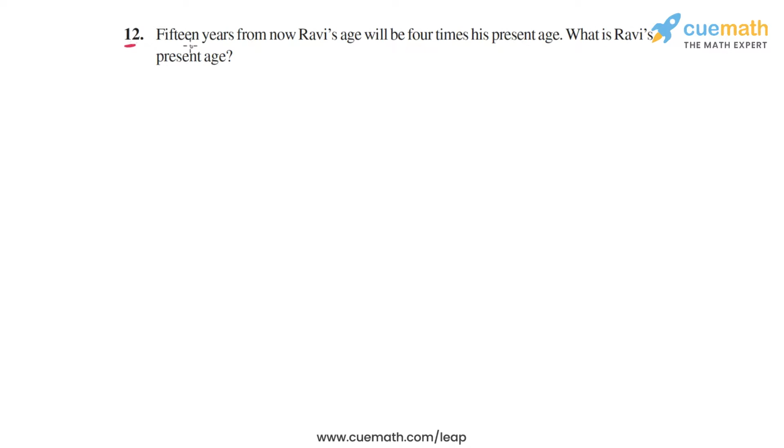Question 12 says that 15 years from now, Ravi's age will be 4 times his present age. What is Ravi's present age? So this is a statement that might seem slightly complicated when you read it at first, but it's actually quite simple to translate this statement into a mathematical equation. We just have to analyze each part of the statement carefully.